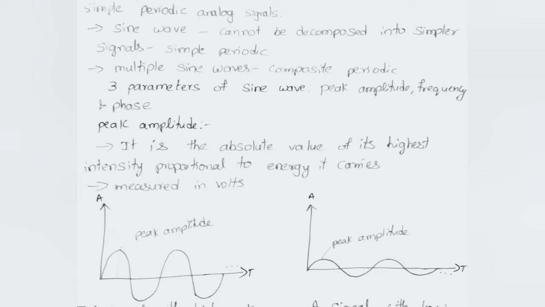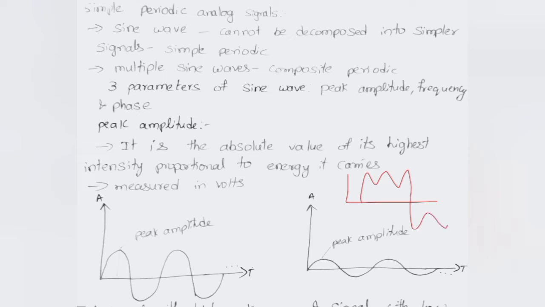The sine wave is the most fundamental form of the periodic analog signal. When we visualize it as a simple oscillating curve, it changes over the course of a cycle. The sine wave cannot be decomposed into simpler signals. That's why it is called a simple periodic analog signal. Whereas in the case of multiple sine waves, that is a composite periodic analog signal, it will be in the given format.